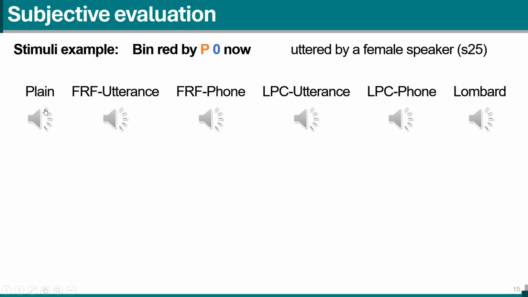The first is plain speech. Been read by P0 now. Been read by P0 now. Been read by P0 now. Been read by P0 now. Been read by P0 now. Been read by P0 now.